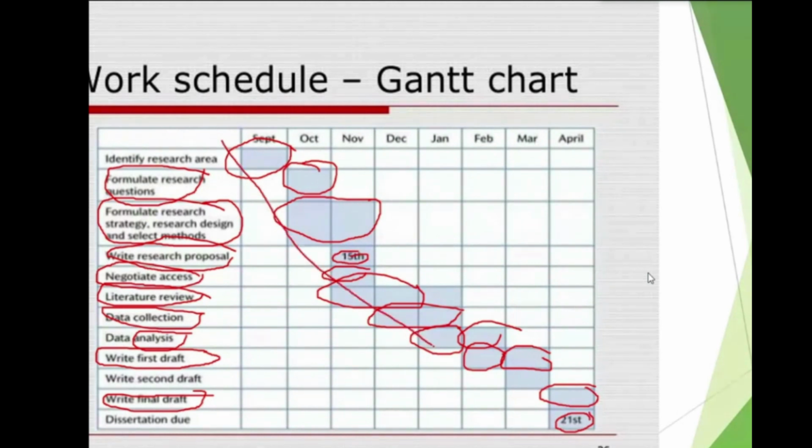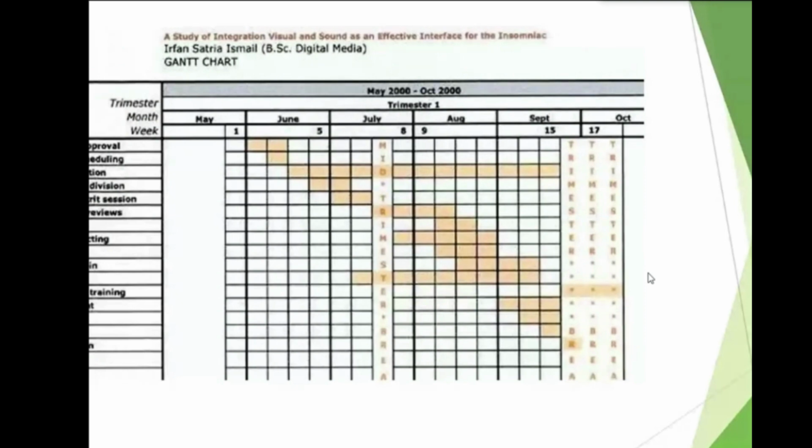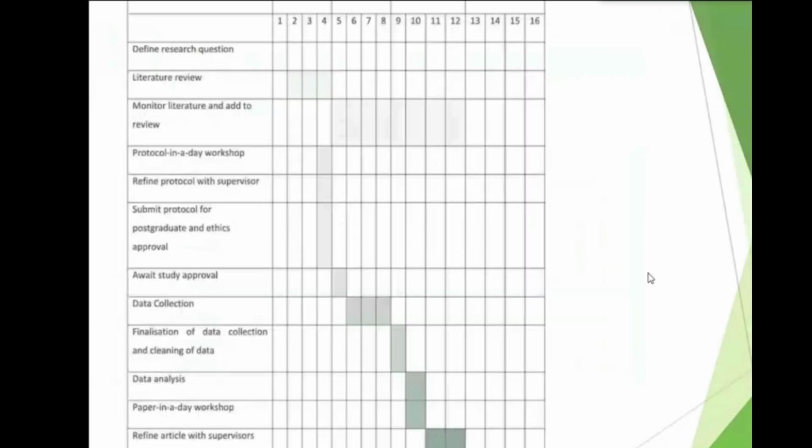So you have from September to April a time chart that you are following, which is extremely important for any research methodology and proposal part. There are examples of that I am showing here, all taken from the internet over a period of several years or several weeks, etc.